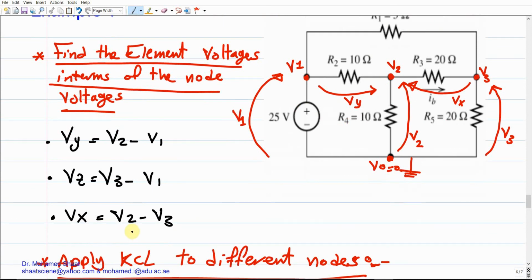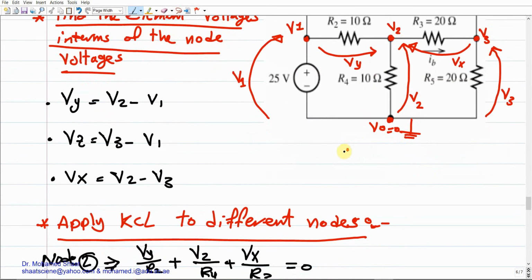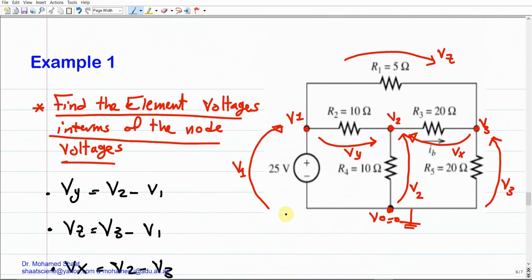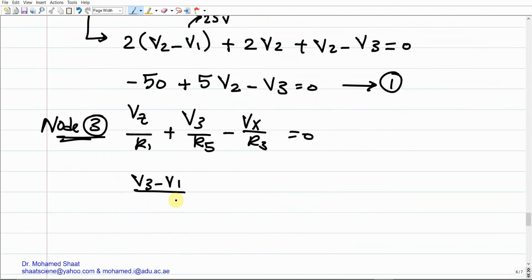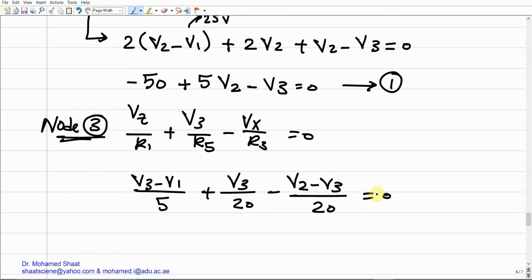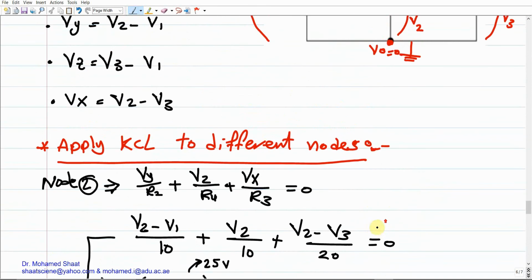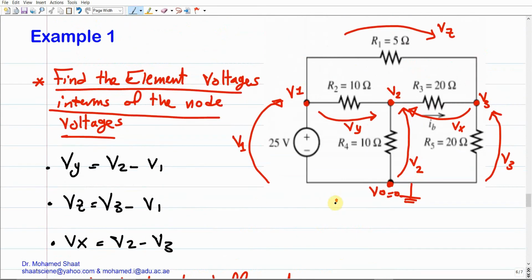Then how much is Vx? It is V2 negative V3. And R3 is already given by 20. So this one is 5, so it's going to be over 5, plus V3 over 20, which is R5, negative Vx, which is V2 negative V3. This should be divided by 20 equals 0, right? Vx should be V2 negative V3, and it is 20 and 20 here.